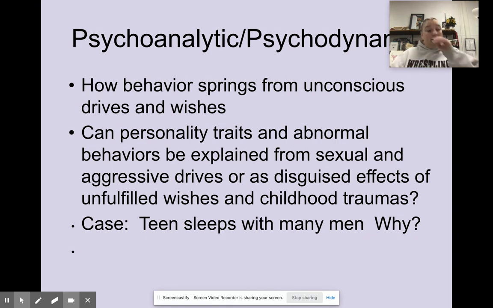Now, I'm speaking from experience of a friend of mine. She was honestly looking for her father. Her father was not in her life, and she was always looking for that recognition or that love from that man in her life that wasn't there. So in her case, she started searching that out by sleeping with different men. Now, there can be other reasons, but in this case, that would be an example of a psychoanalytic example.